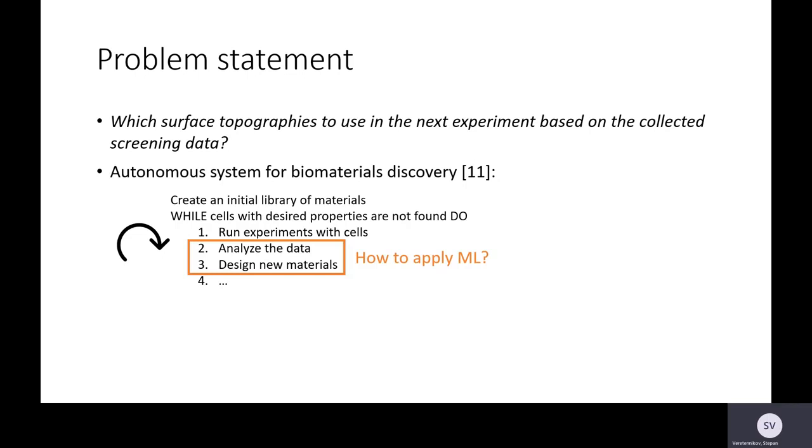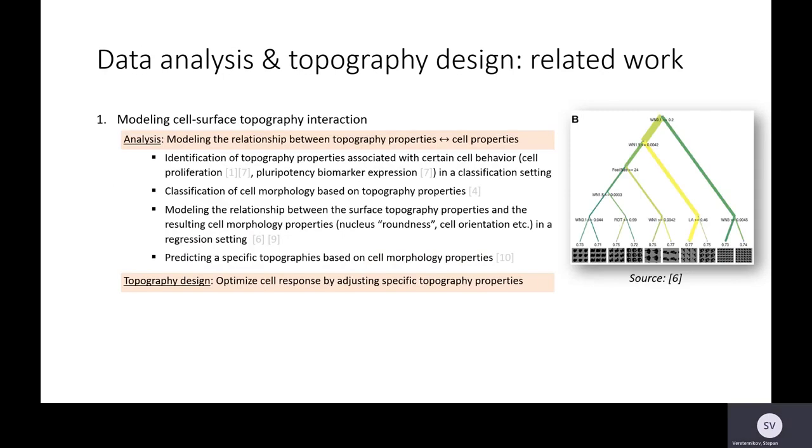When we have accumulated experimental data, experimental screening data, we want to analyze the data and design new materials for the next physical experiment. And the question is how to apply machine learning to perform these two steps. According to the literature, there are basically two approaches to address this problem.